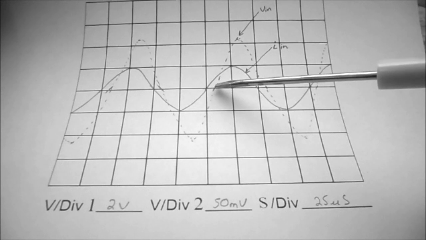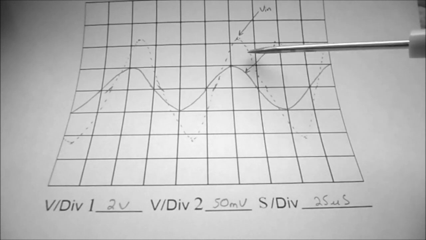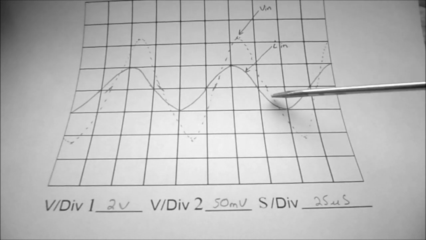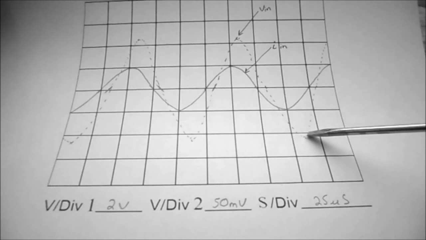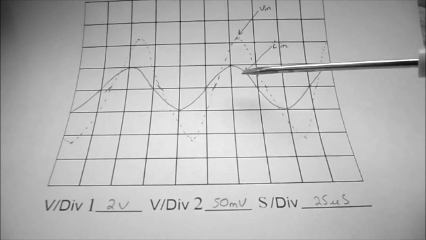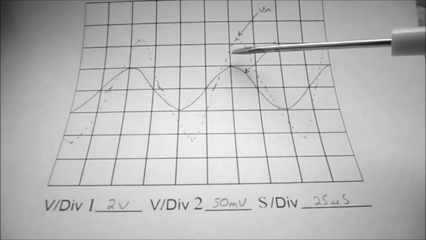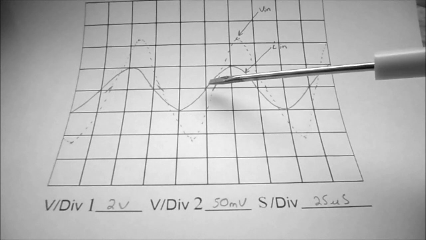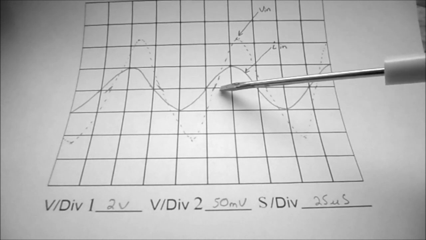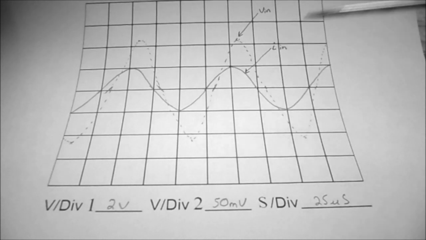Now I've also sketched in VIN, and the reason I sketched that in is because we always have that on channel 1 of the oscilloscope. So while they want us to compare the other waveforms to IN, we need VIN so that we have a reference point when we do our next current measurements.